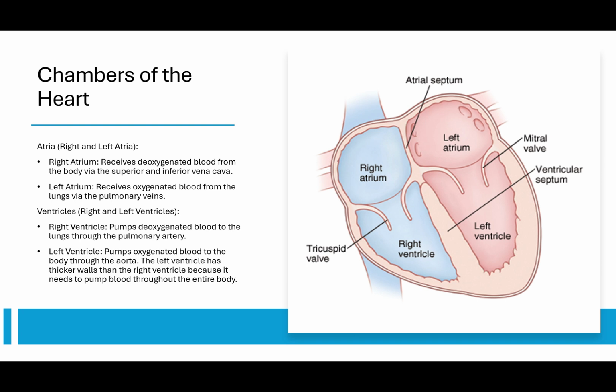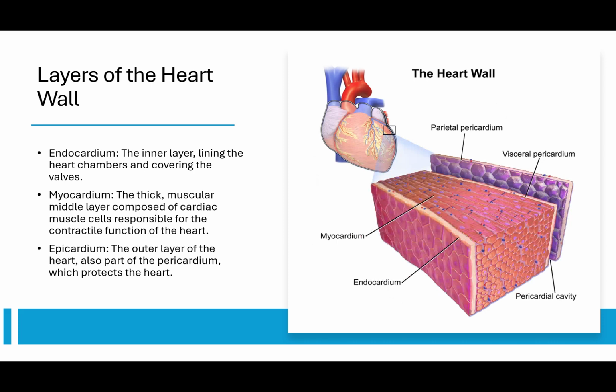Lungs. Lovely. Right, so the layers of the heart, we have the endocardium, the myocardium, and the epicardium. The endocardium is the inner layer of the chambers covering the valves, etc. Then the myocardium would be the thick muscular layer, larger in the left ventricle. It is responsible for the contractile function of the heart, the contractions. And the epicardium would be the outer layer of the heart. It's also part of the pericardium, which protects the heart.